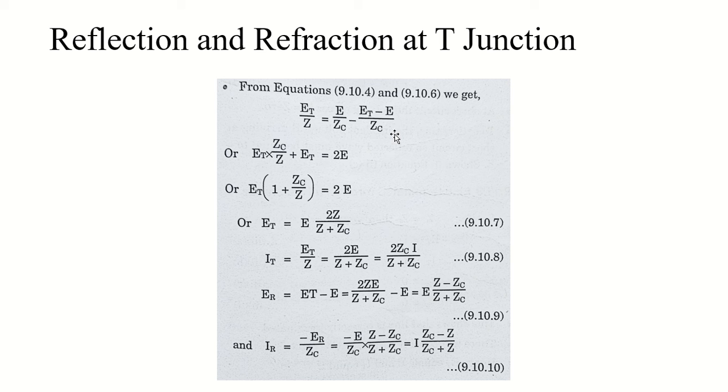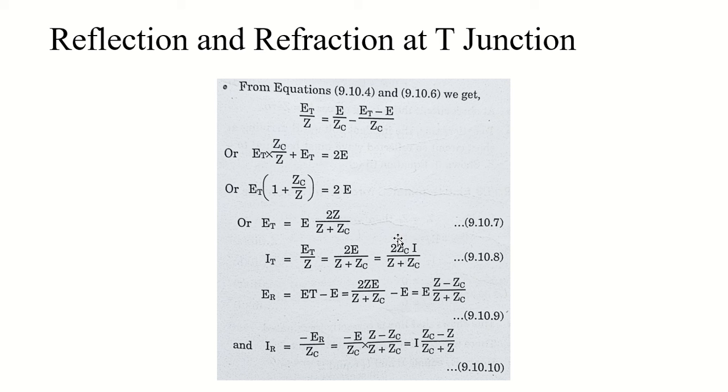And then what we will do, we will make E the subject, right? So by making E the subject, we will get the term which will look like this: ET (1 plus ZC by Z) equal to 2E, which means ET will be E into 2Z divided by Z plus ZC, taking LCM on this side, right? And then taking the whole term on the other side. So this is the equation for ET: ET equal to E into 2Z divided by Z plus ZC.